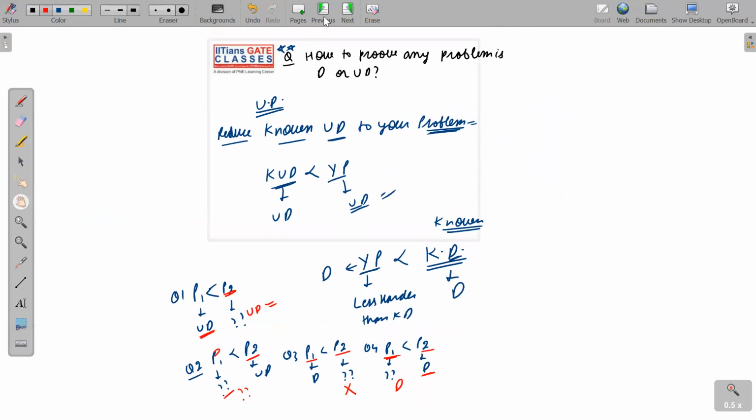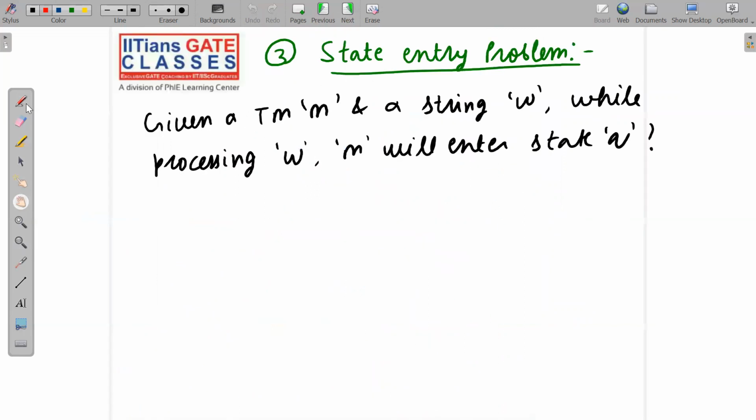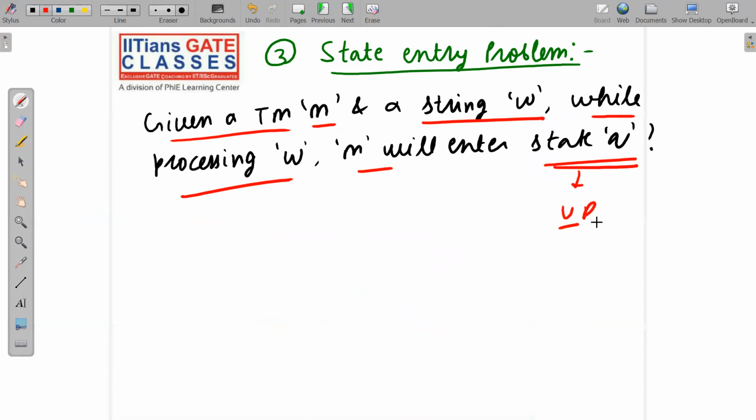Now I am jumping to the next slide. Next is the state entry problem. The state entry problem says: given a Turing machine M and a string W, while processing W, will M enter state Q? This is the state entry problem, and it is also one of the undecidable problems of Turing machines.